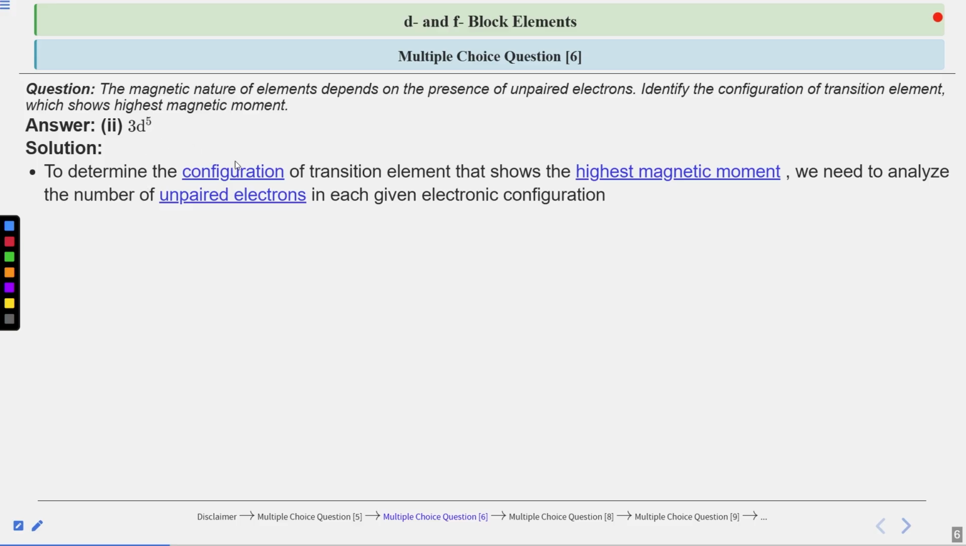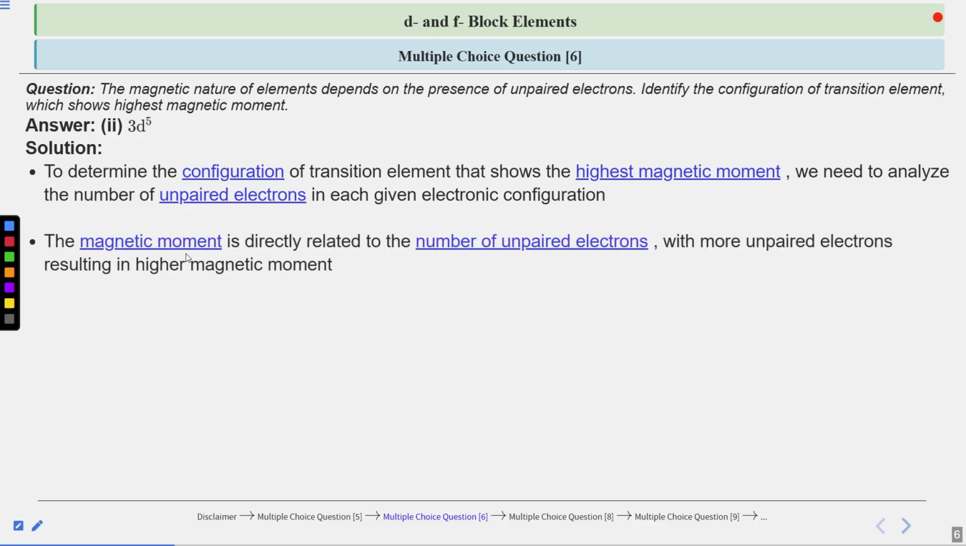Now, to determine the configuration of the transition element that will show the highest magnetic moment, we need to analyze the number of unpaired electrons in each given electronic configuration. So in the options, we have been provided different electronic configurations. Using that, you have to identify the number of unpaired electrons present in the d subshell, and then identify the configuration corresponding to the highest magnetic moment among the given options.